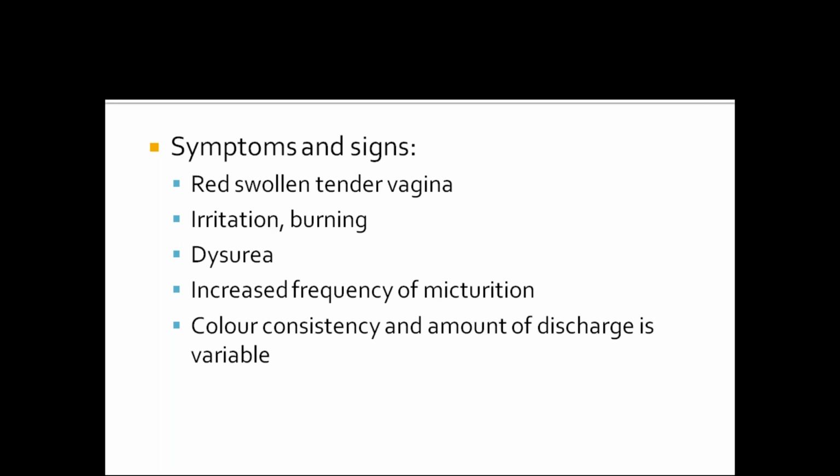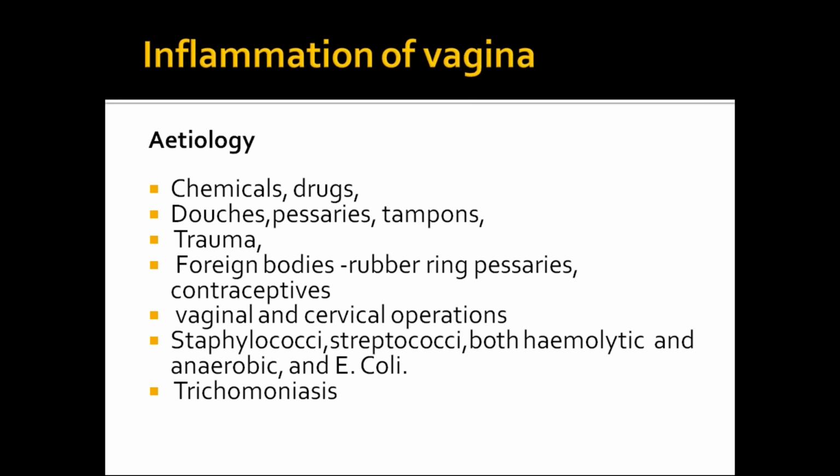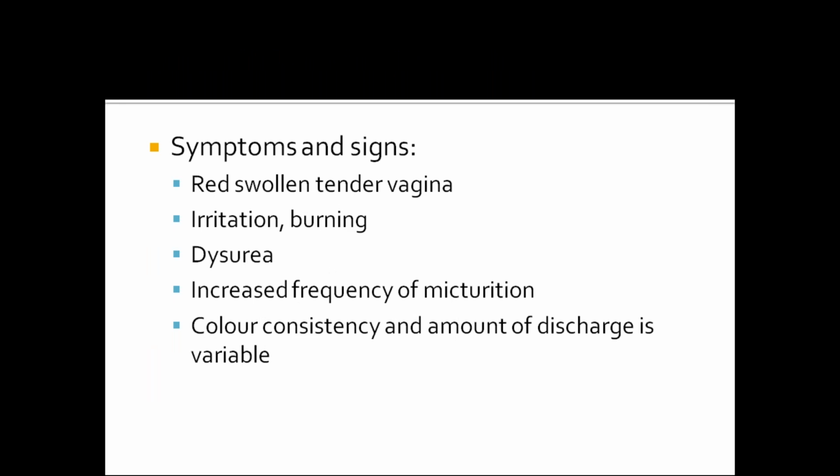So why is there inflammation? There is an alteration of pH; the alkalinity of the pH is increased. That favors infection and is most common in the puerperal period. So what are the symptoms and signs of inflammation of the vagina?